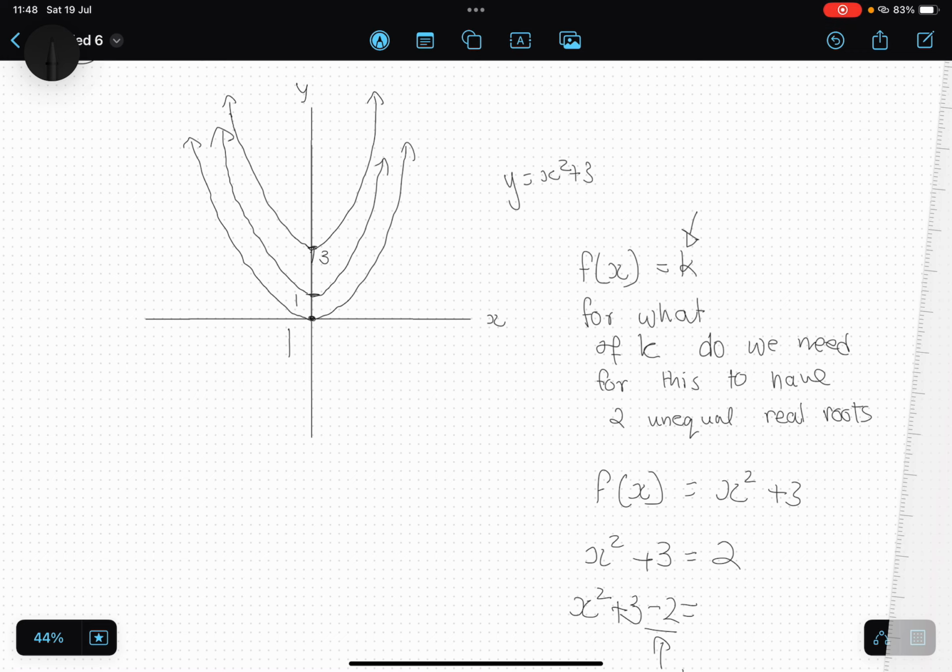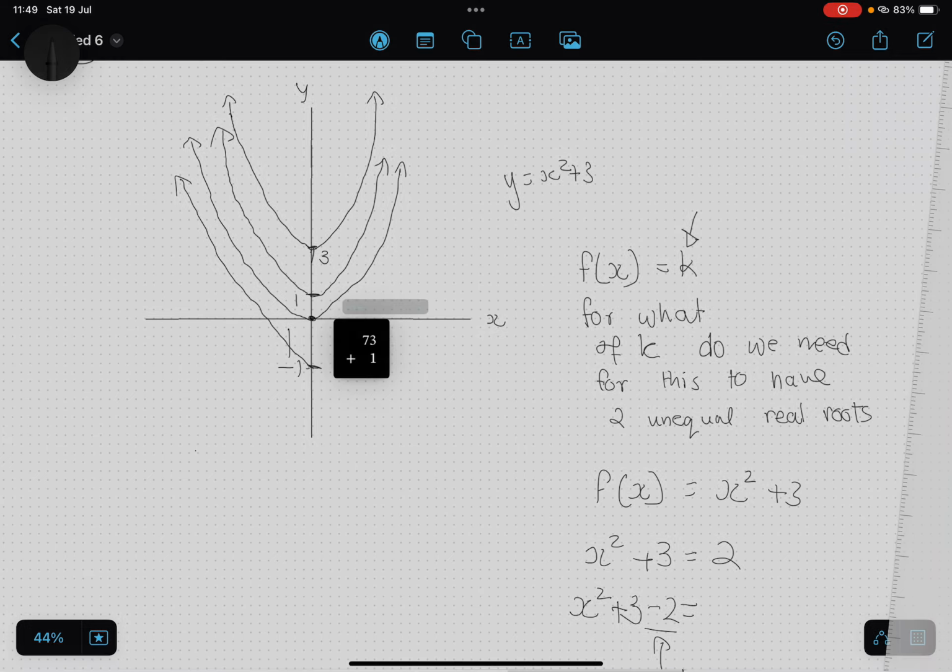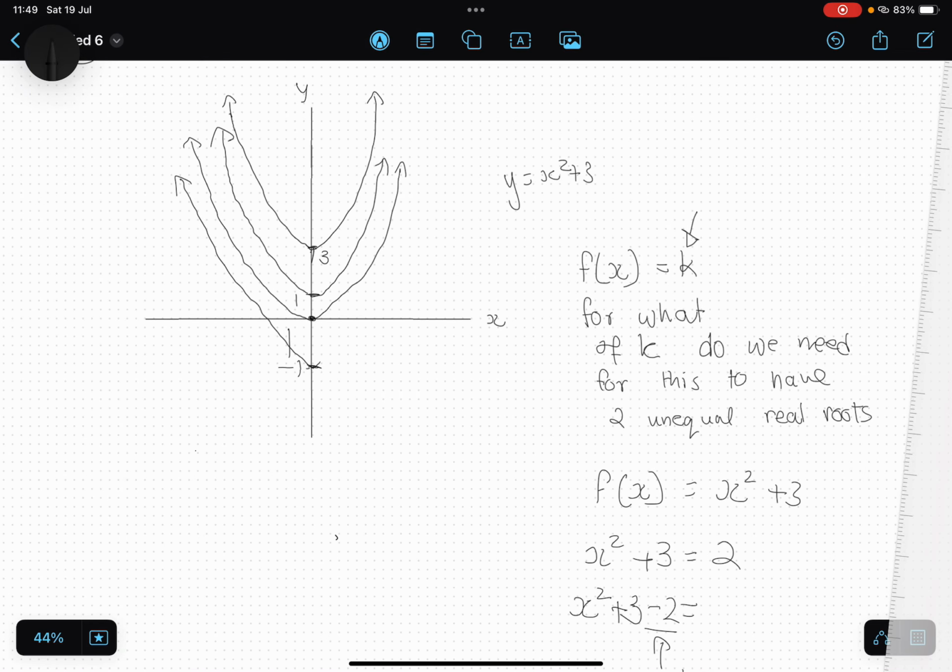So if we move it for any value greater than 3, let's look at that. So let's go with 4. If we move it by 4 units down, so now instead of being at 0, we're going to go 4 units down. Okay, and this is going to be now at minus 1. Okay, and we are definitely going to cut the axis here as well. Okay, which means that we now have two unequal roots.